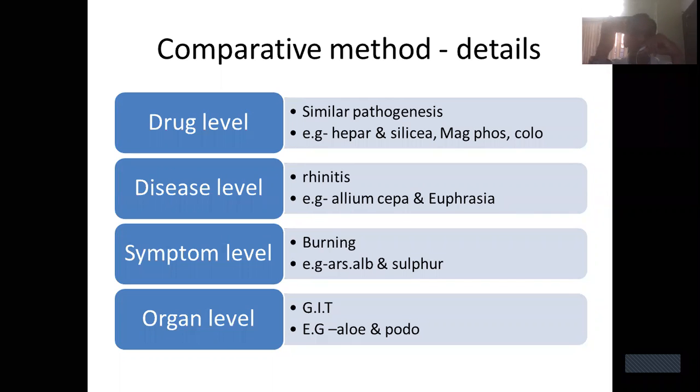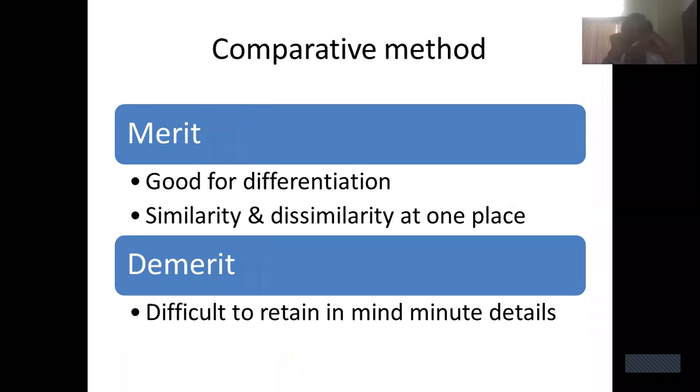So in this comparative method, the comparisons are carried out at various levels. Comparison is at the level of drug pathogenesis, comparison is at the level of disease, comparison is at the level of symptom, comparison is at the level of organ, and the ultimate aim of all this method is toward individualization of various remedies and coming to a single medicine at a time.